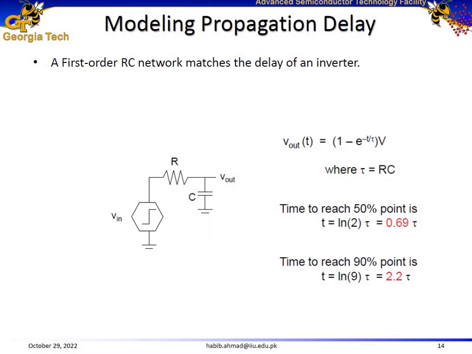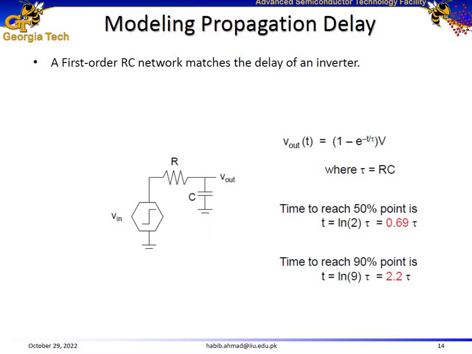How do you model propagation delay? We can model propagation delay with the help of an RC network. So if here is our input voltage, we can model it with the help of a resistor and a capacitor. We already discussed where the capacitor comes from. The capacitor comes from the individual NMOS and PMOS transistors because of their diffusion capacitances, overlap capacitances, gate to bulk or gate to channel capacitances.